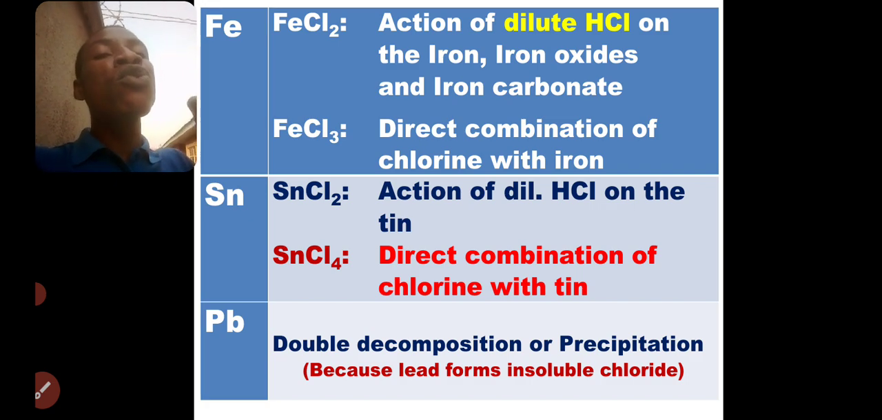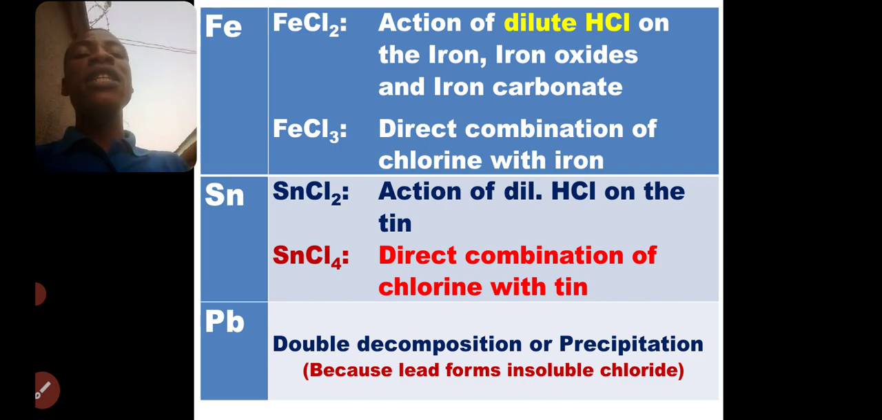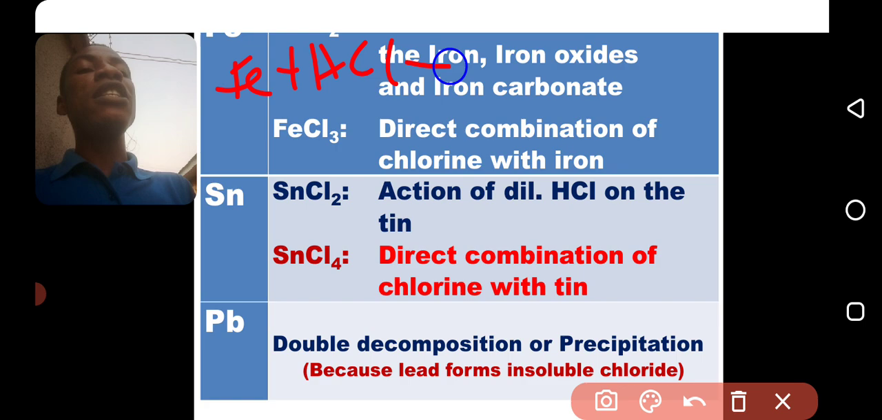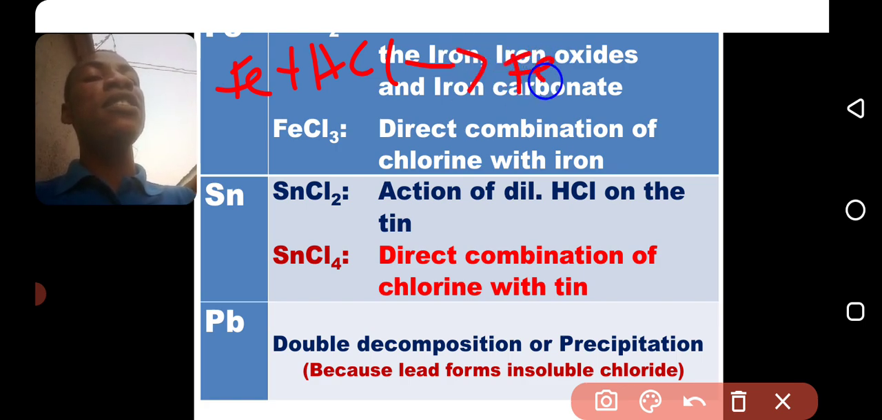FeCl2 is iron 2 chloride and FeCl3 is iron 3 chloride. Now FeCl2 contains iron in a lower oxidation state, that's +2. So if you want to prepare FeCl2, you do it by reacting iron directly with HCl. That is, Fe plus HCl. This is the one that will give you FeCl2.